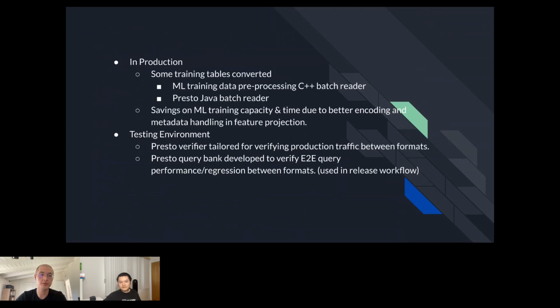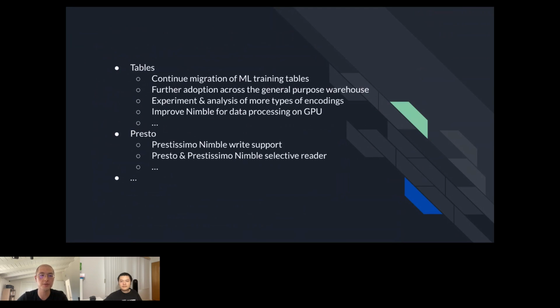And of course, since it's a relatively new format, we also built a comprehensive testing environment to give us better confidence in the new file format. So we've tailored Presto Verifier as well as Presto Query Bank to serve our needs. In the future, we're going to continue migrating ML training tables. In addition to ML training tables, we're going to also expand our Nimble coverage to more general purpose tables inside of our warehouse, such as general batch or even analytical workloads. That's still yet to be evaluated.